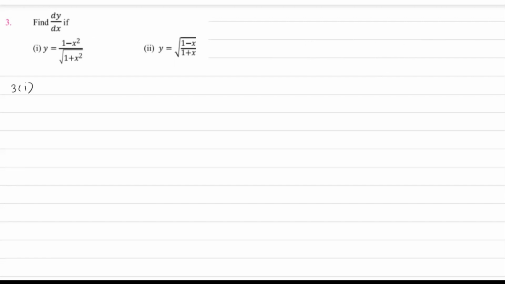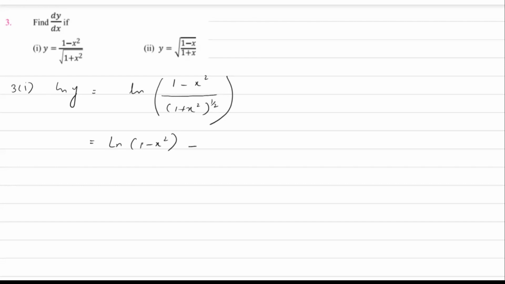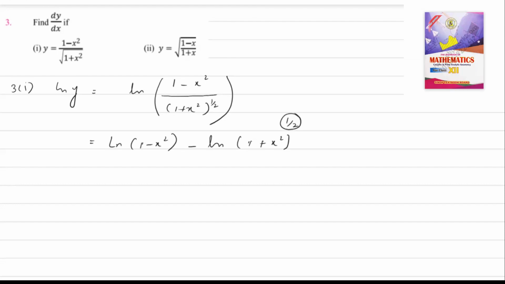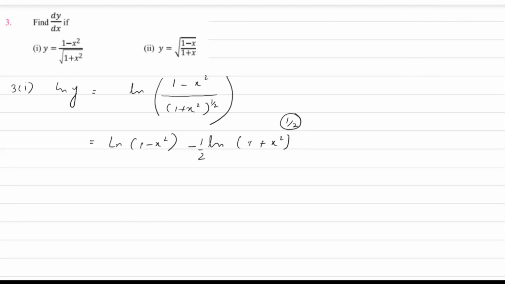Now question number 3, first part. Let's take ln on both sides of the equation. This under root can be written as whole raised to the power 1 upon 2. So let's evaluate it. ln(1 minus x square) minus, this division is converted into minus, ln((1 plus x square) whole raised to the power 1 upon 2). And you know that whenever ln is there, this 1 upon 2 comes in front instead of the power. So 1 upon 2 will be there.